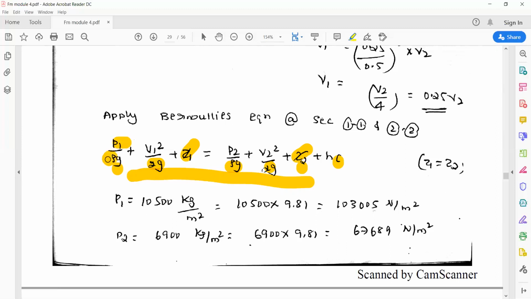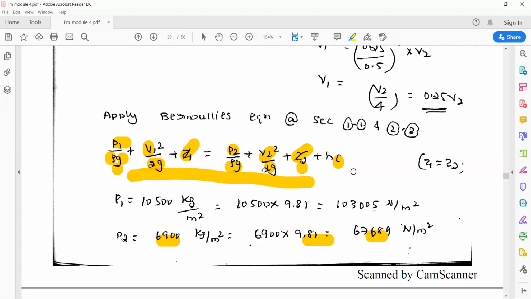So rho is 1000, water is flowing, density of water is 1000, g is 9.81. You can calculate. But V1 and V2 are unknown. You can write as it is. And the value of P2 they have given, 6900 kg per meter square, kg to Newton they have converted by multiplying with 9.81. So P2 by rho g, rho is 1000, g is 9.81, P2 you can substitute.